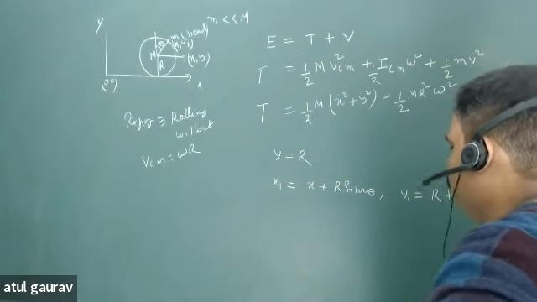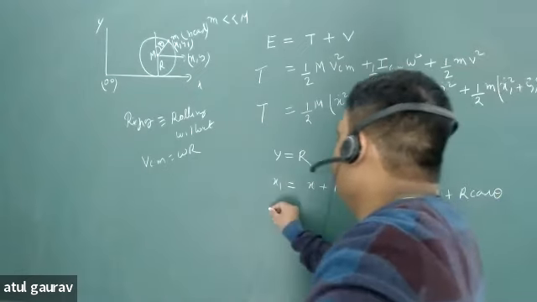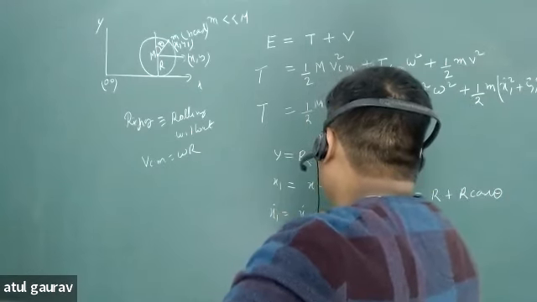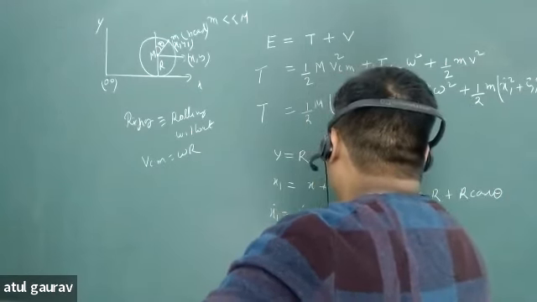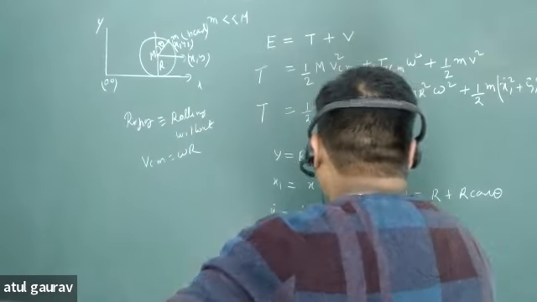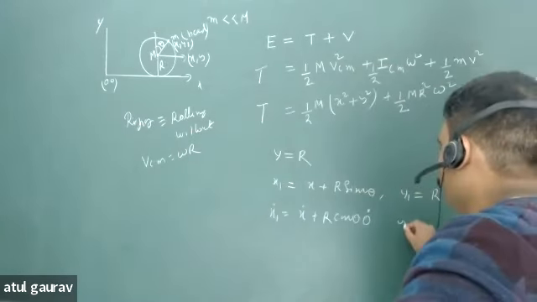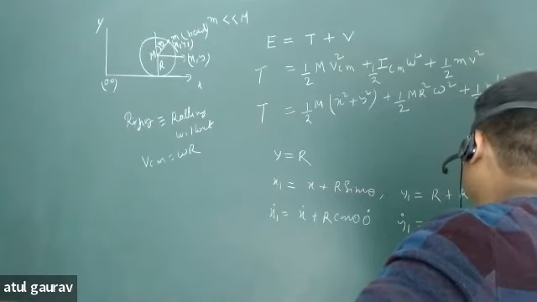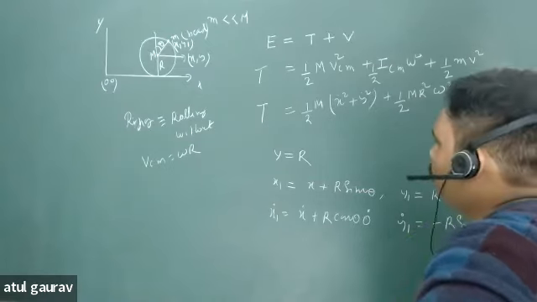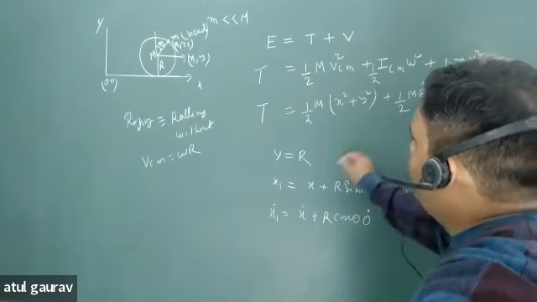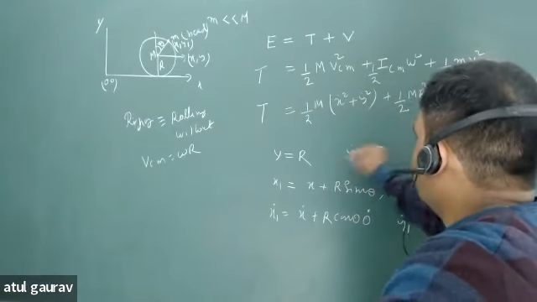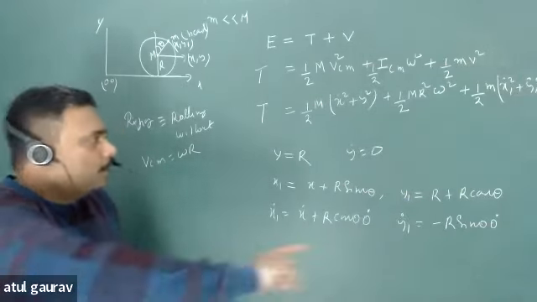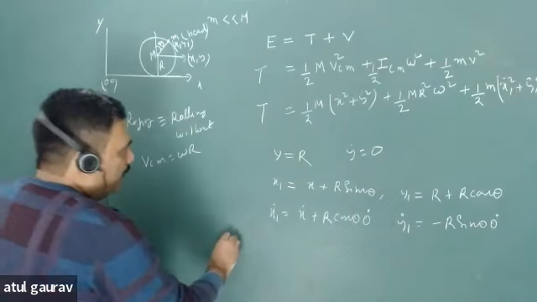Okay? And now I can put the value of x1 dot, that is x dot plus r cos theta theta dot, and y1 dot is equal to minus r sin theta theta dot. And what will be y dot? y dot is 0. Now we have to put all the expressions here in the kinetic energy.